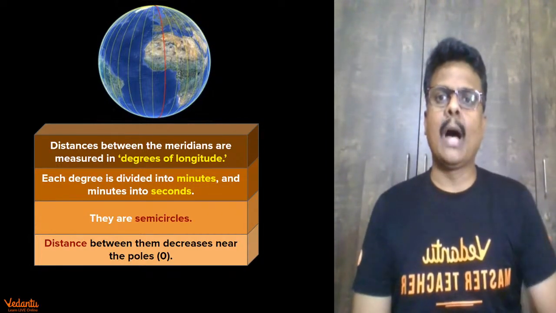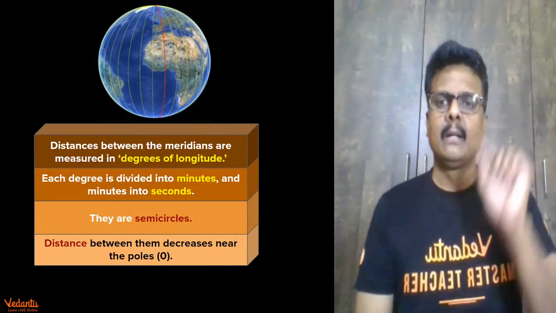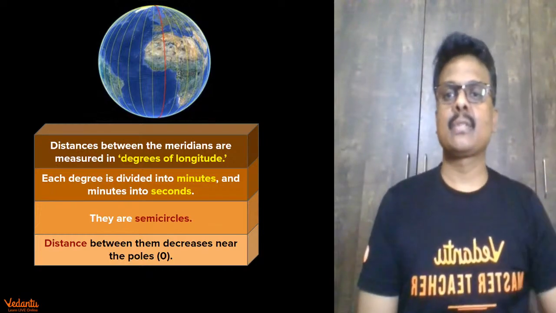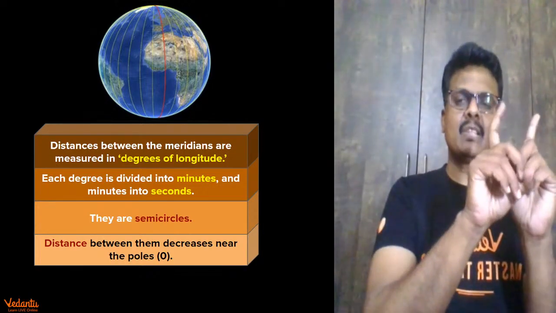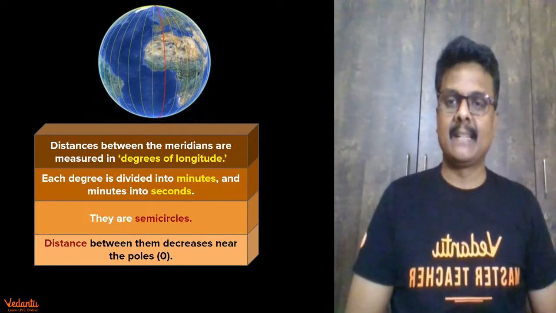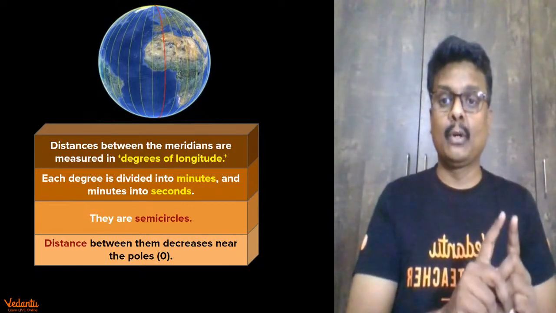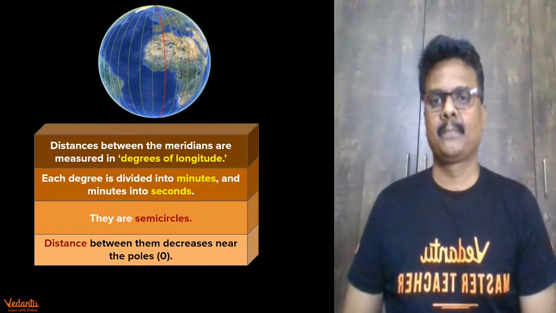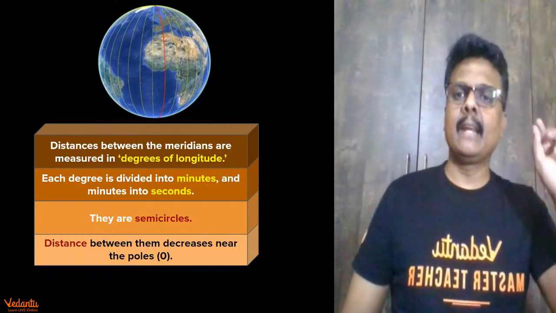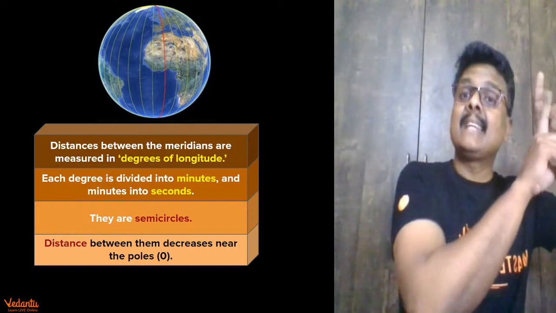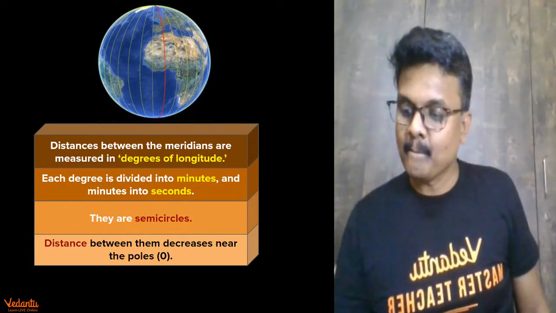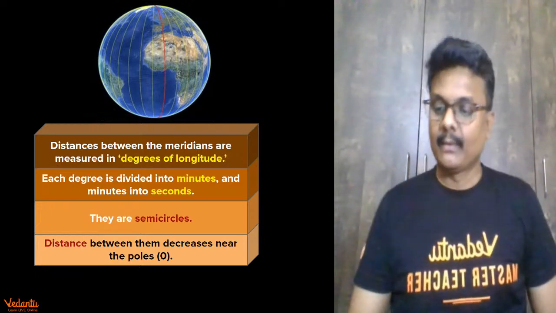Okay, guys. So, how are the degrees measured? They are divided into minutes and seconds. The distance from one meridian to another is measured by degrees, and every degree has so many minutes and so many seconds. So if you say 20 degrees, 30 degrees, it can easily be converted into a specific number of minutes and seconds.